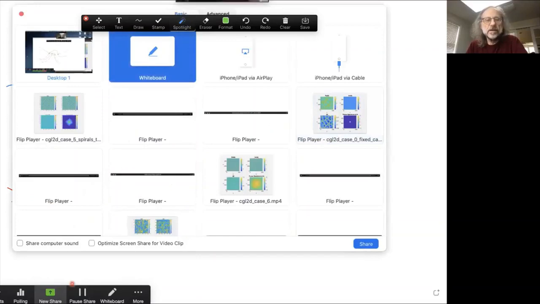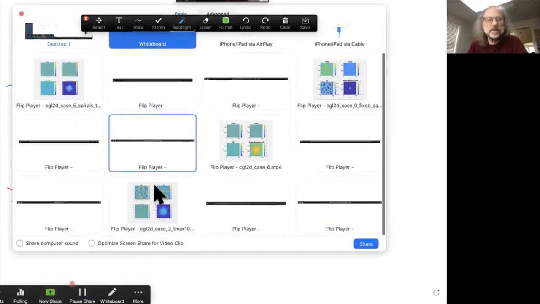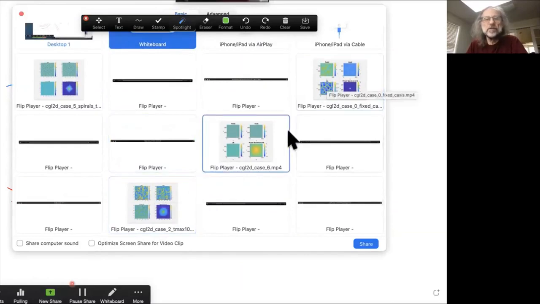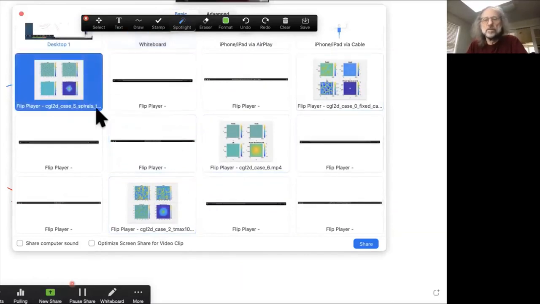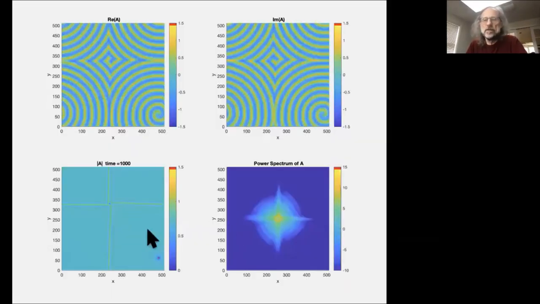Okay, so let's see, what else can we see? Let me see where we were here. Right now, this is the situation where we have one spiral and another spiral, and these don't annihilate. They have opposite charge because the total charge in a periodic system has to be zero. But they happen to not annihilate. They don't have to annihilate each other. They could, but dynamically, they don't.